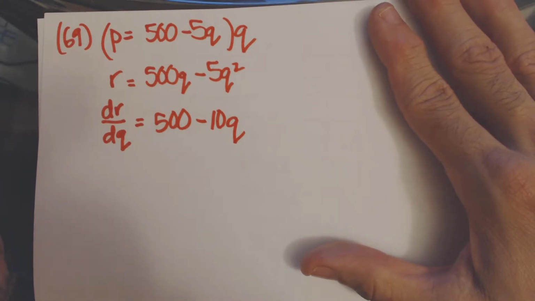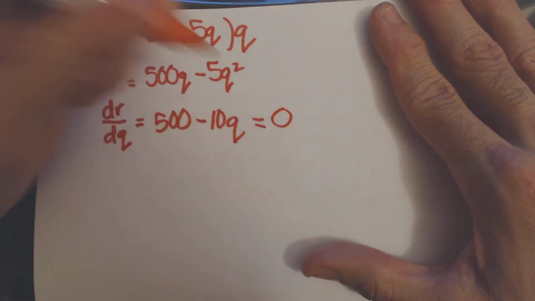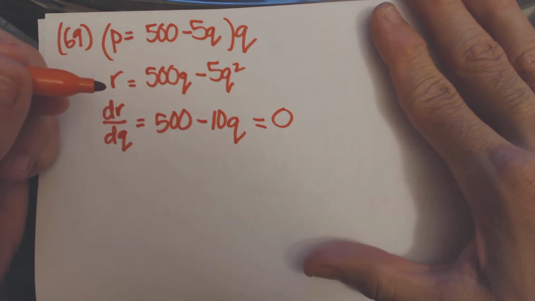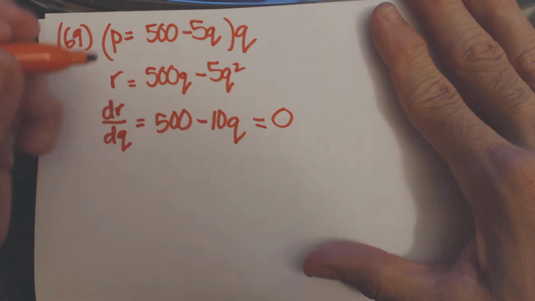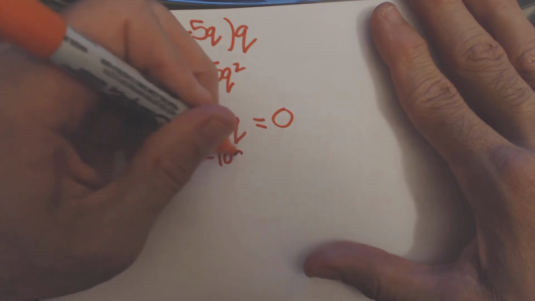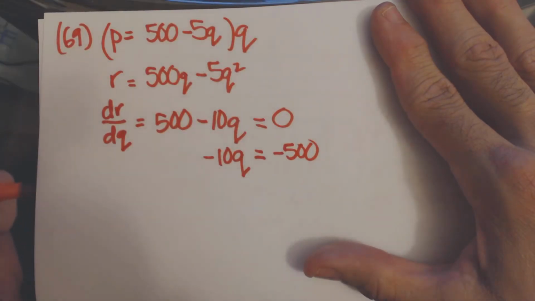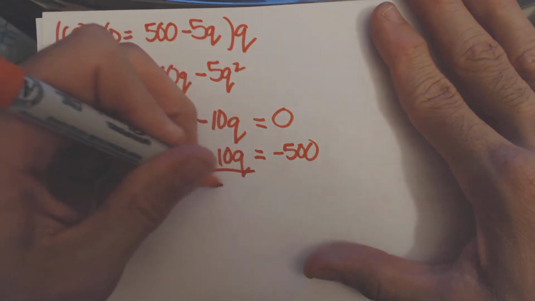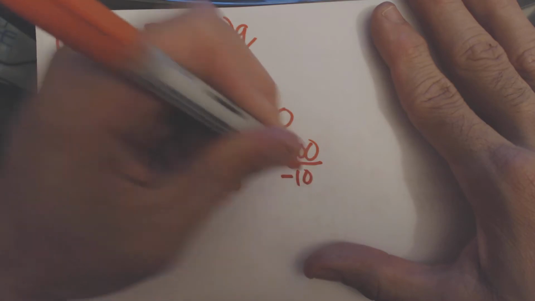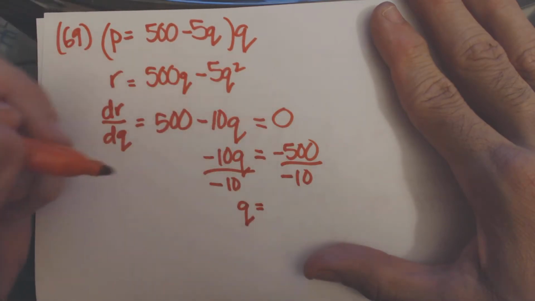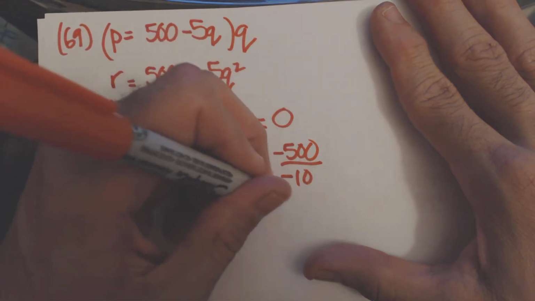Now we need to find the critical values. So this equals 0. When does it equal 0? Well, let's solve for q. Subtract 500 from both sides. Divide both sides by negative 10. So the critical value here is when q equals 50.